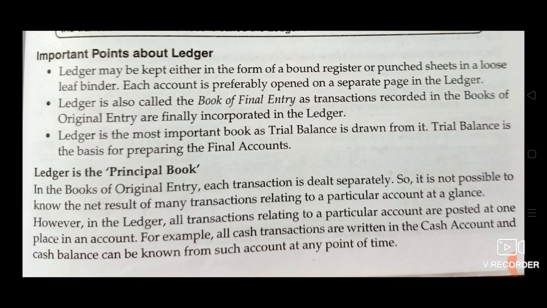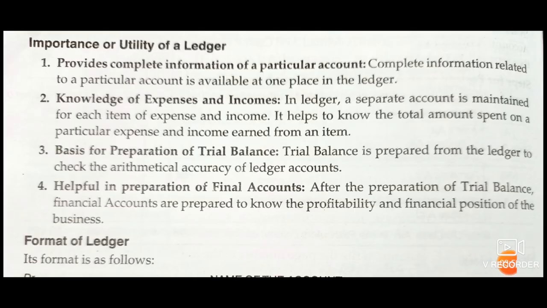It is also called as book of final entry because the transactions which are first entered in journal or special subsidiary books are finally posted in ledger. So this book is called as principal books of account. Some importance or advantages of ledger are given here. Ledger provides complete information of a particular account.